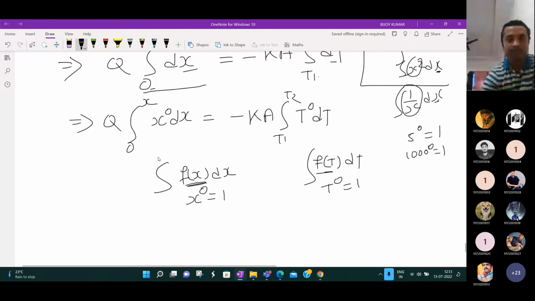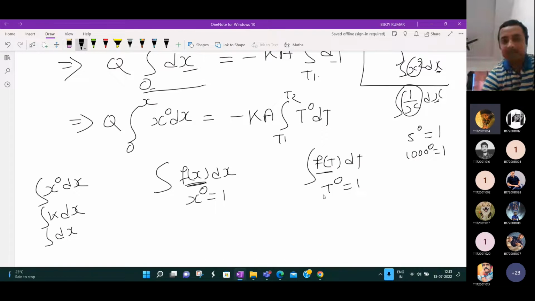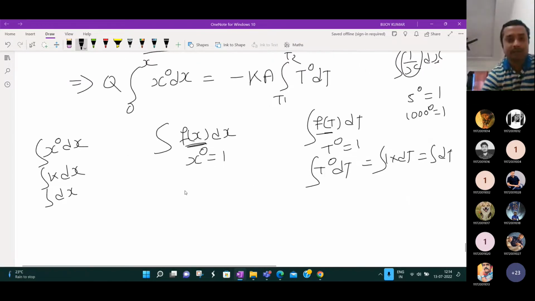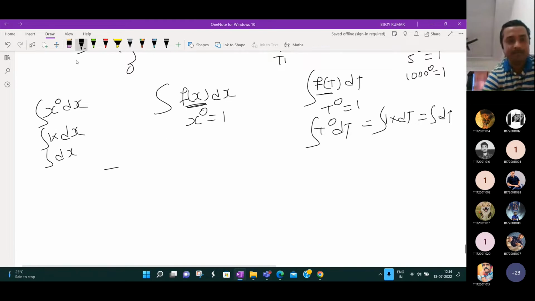So writing x to the power 0 dx, or writing 1 into dx, or writing simply dx, does it make any change? No. The value will be the same. Similarly, t to the power 0 dt, or 1 into dt, or simply dt. These three things are the same. But why did we put t to the power 0 or x to the power 0? To solve our integration.